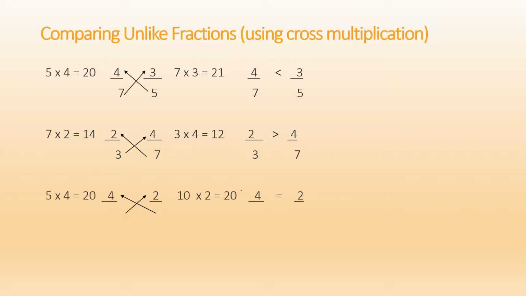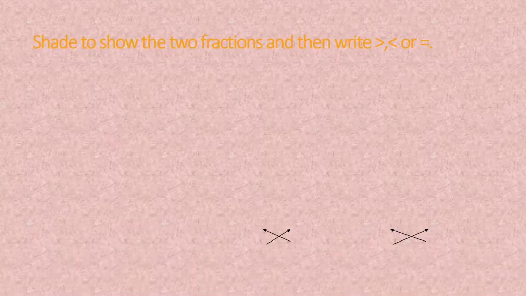Another example, 4 upon 10 and 2 upon 5. Same way you will do cross multiplication. 5 fours are 20 and 10 twos are 20. Now both the numbers are same here, 20 and 20. So this is an example of an equivalent fraction. So you will put the sign of equal because both are equal here. In this way you can do the comparison in unlike fractions.